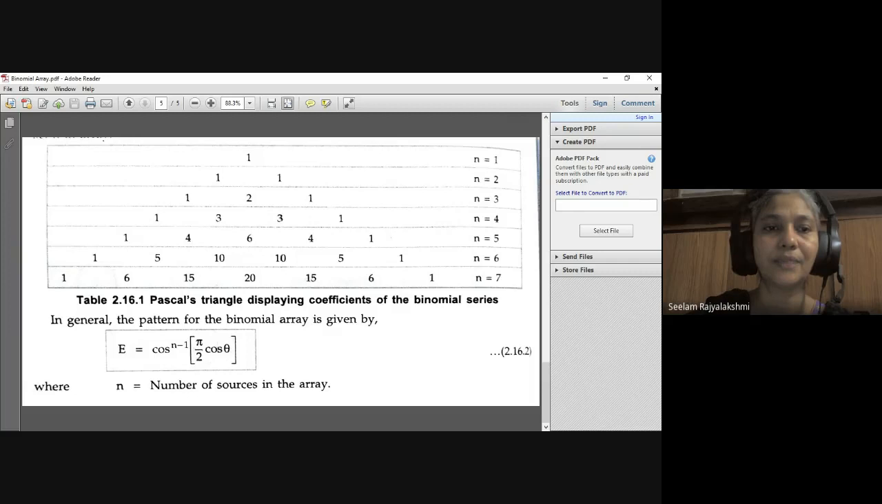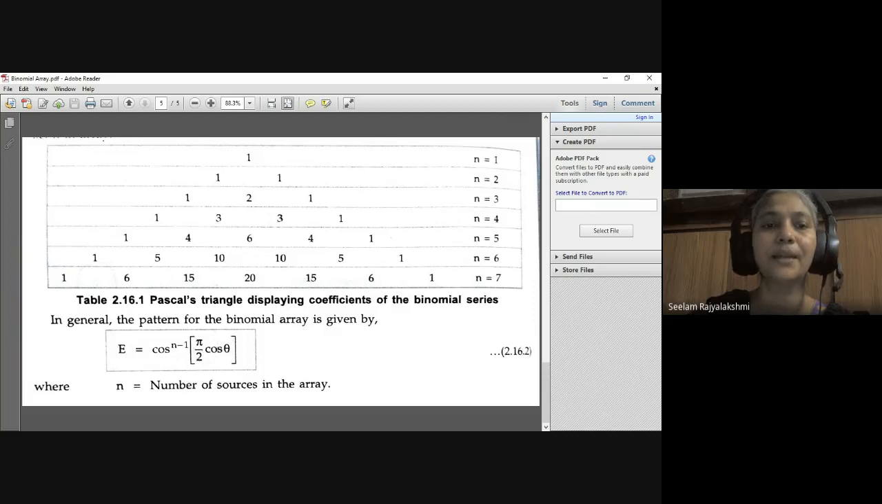So these can be observed. If you see 1, here also 1 1. By adding 1 plus 1 we obtain 2. 1 plus 2 again we obtain 3. 2 plus 1 is 3, 3 plus 1 is 4, 3 plus 3 is 6, 4 plus 1 is 5, 4 plus 6 is 10, 6 plus 4 is 10, 4 plus 1 is 5. Also 5 plus 1 is 6, 5 plus 10 is 15, 10 plus 10 is 20, 10 plus 5 is 15, 5 plus 1 is 6. So this is the Pascal triangle displaying the portions of the binomial series.